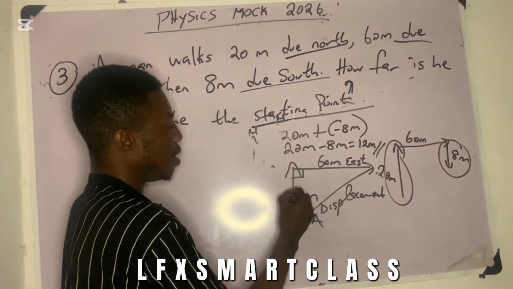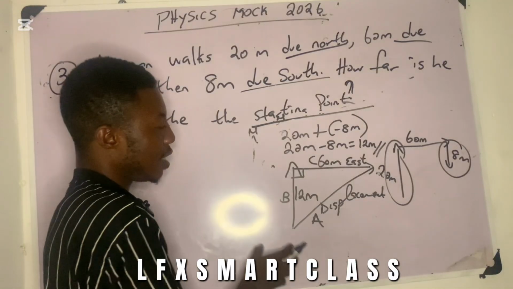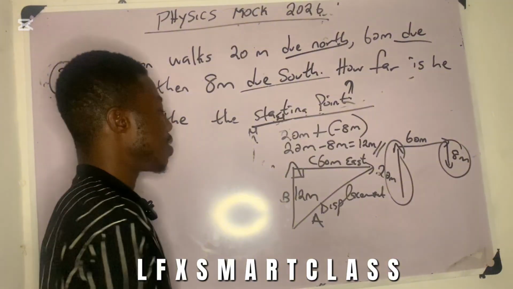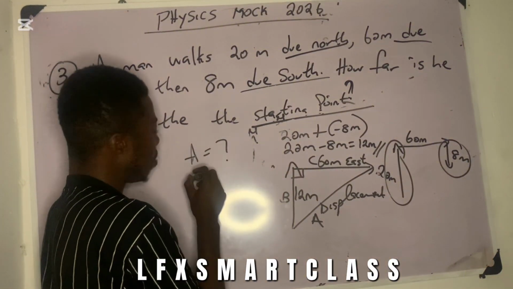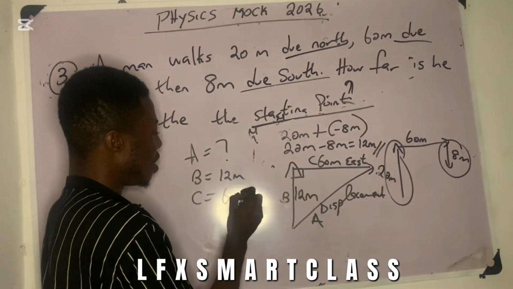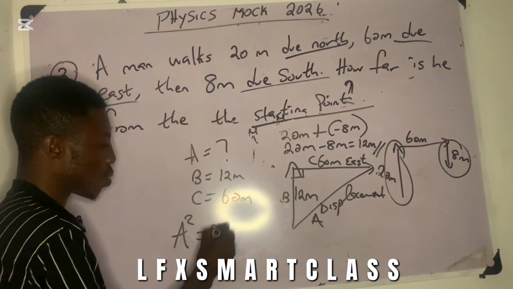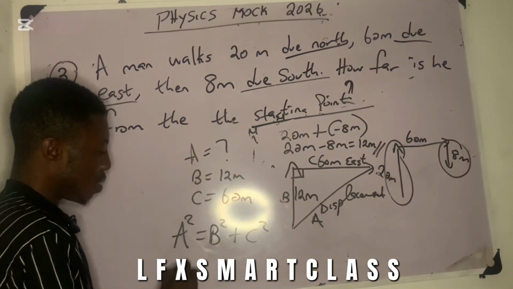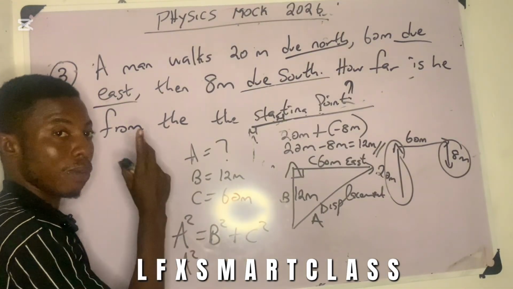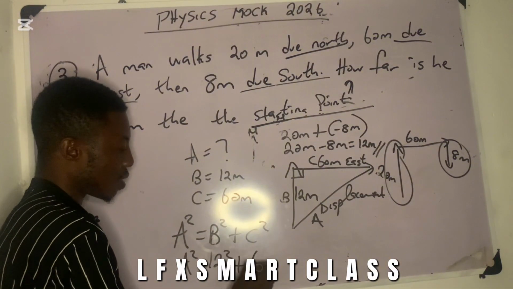Here is my A, here is my B, and here is finally my C. So if I have something like this, my A here is the displacement. Here is my B, and here is my C. So what is my A? My A is unknown. What is my B? My B is 12 meter. What is my C? My C is 60 meter. So I want to have that A squared is equal to B squared plus C squared. What is my A squared? Unknown. This formula is from Pythagoras theorem. B is 12 squared plus 60 squared.